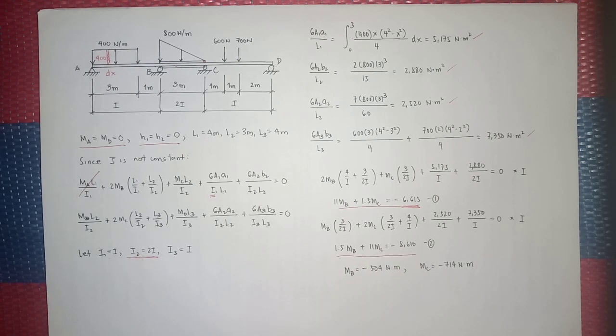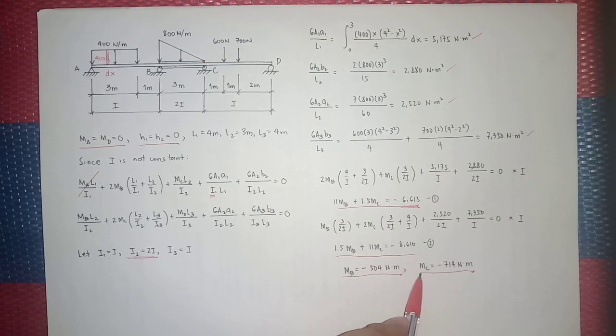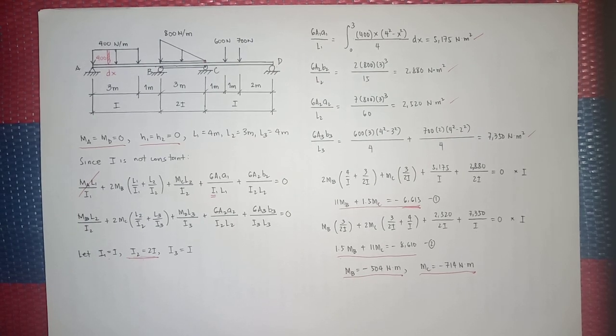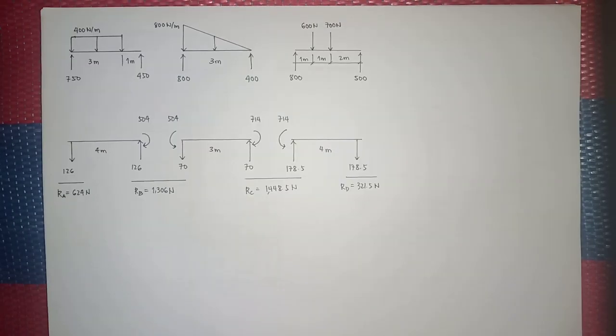Okay, so ito hindi na to theory of structures, no. We need to solve the values of MB and MC. This is two equations, two unknowns. So we are going to get MB negative 504 Newton meter and MC negative 714 Newton meter. Okay, so paano naman yung reaction?